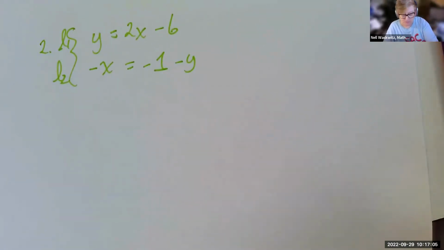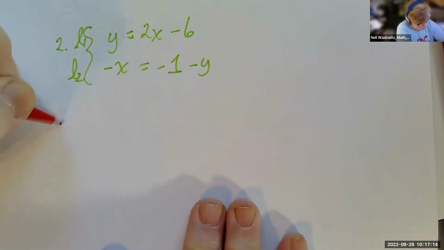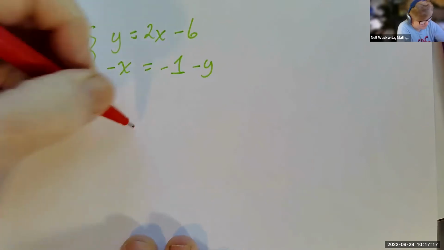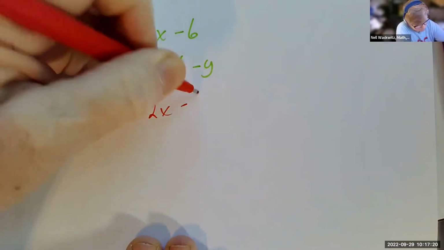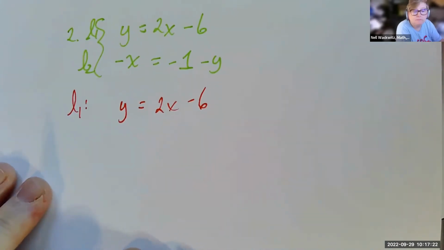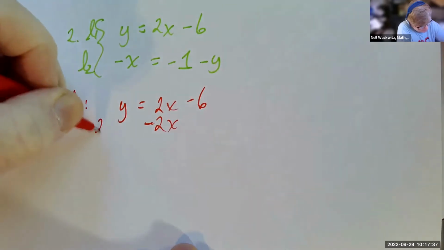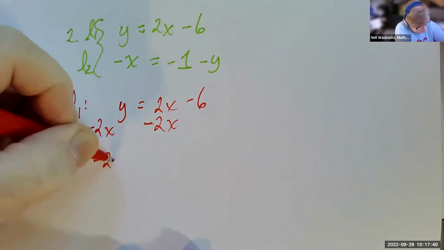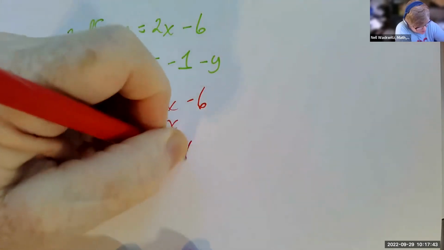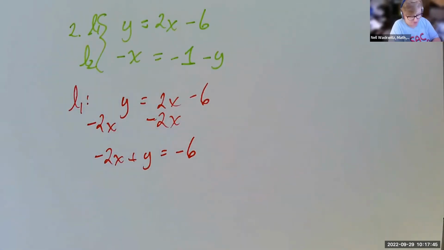Okay, so for the first part, line 1. Okay, don't tell me. Let's see, y equals 2x minus 6. So we're gonna do negative 2x on each side, right? Excellent. Yes. So we got that. Okay. So negative 2x plus y equals negative 6. And for line 2, great.